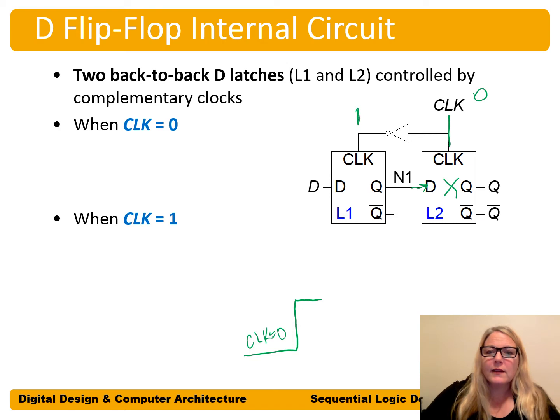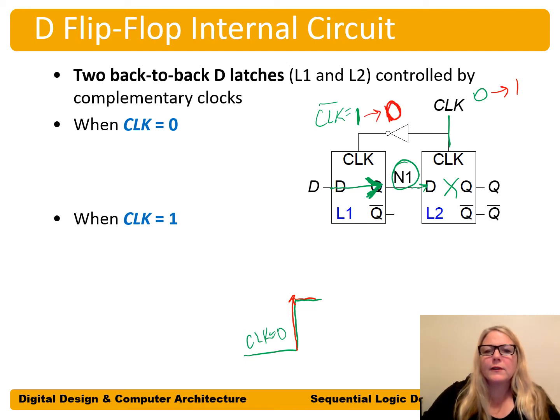So when clock is 0, clock bar, remember this is the inverse of clock, is equal to 1. And so this leftmost latch, L1, allows D through to this internal node. You can't see the difference of this happening on the output Q, but D is being passed to this internal node, N1. Now, when clock equals 1, so clock transitions from 0 to 1 here, and clock becomes 1, well, what happens?